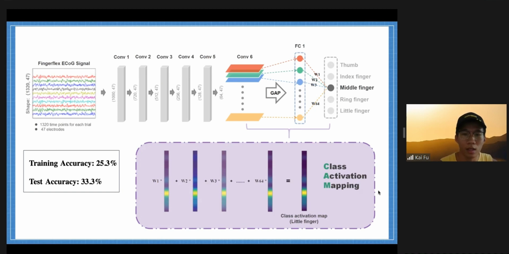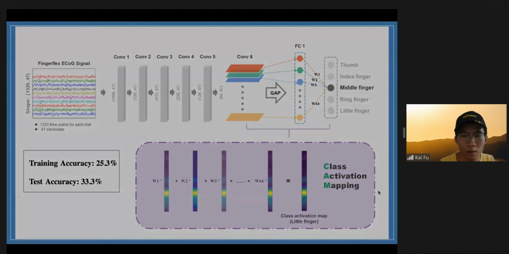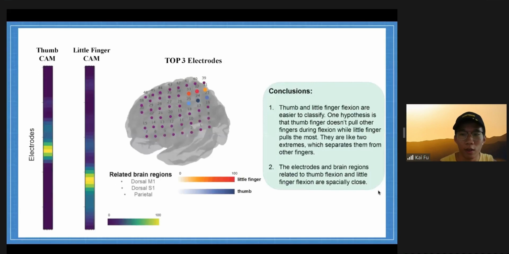So in the next slide, we present the CAM results from the thumb and the little finger, which shows a distinct difference. We selected the top 3 electrodes and their locations. The brain regions where these electrodes are located are near the motor cortex, which means our results have anatomical and functional evidence. Our conclusion is that the thumb and the little finger flexion are easier to classify.